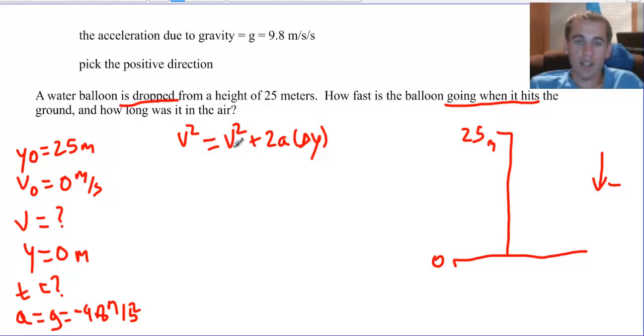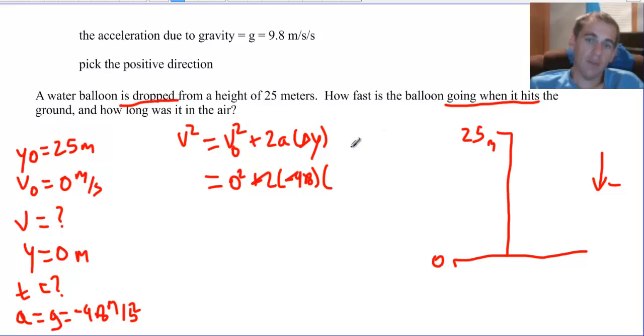Okay? So final velocity squared equals initial velocity squared plus twice the acceleration times the change in position. Same exact equation we used to have, except we're using y's instead of x's. So I'm looking for v. I don't know it. Initial velocity is 0 plus 2 times negative 9.8 times the change in position.